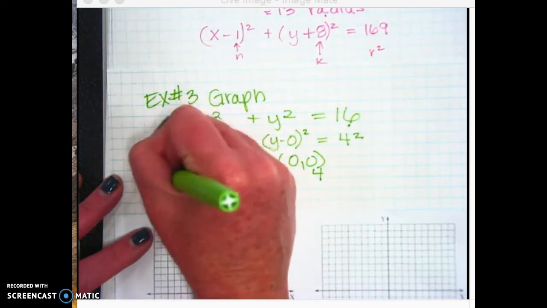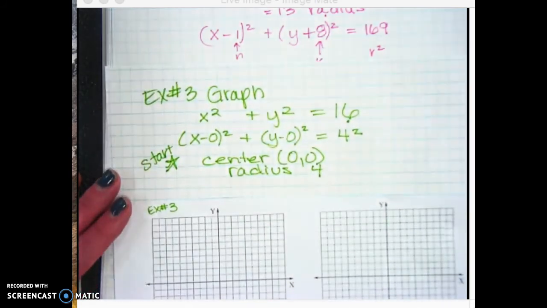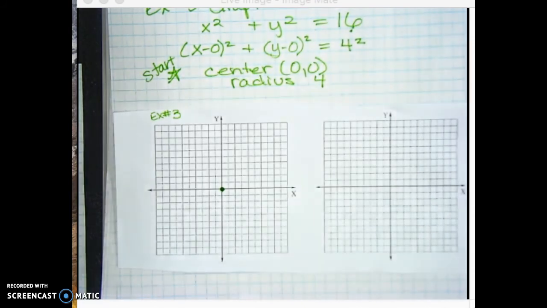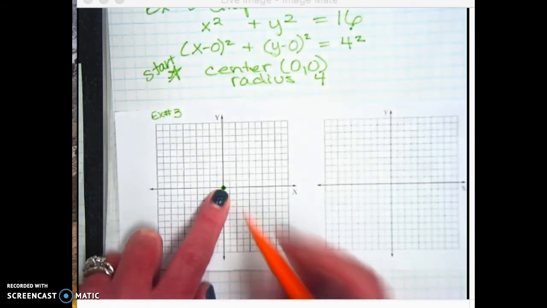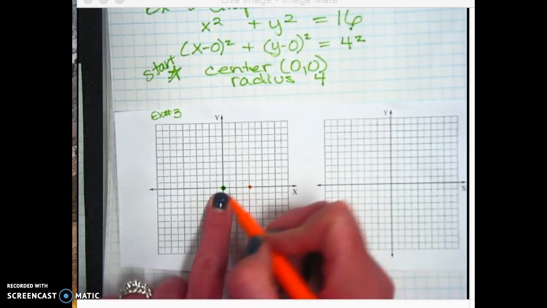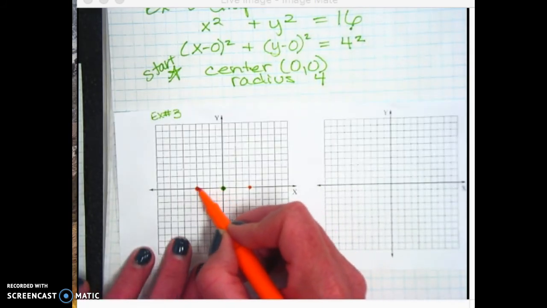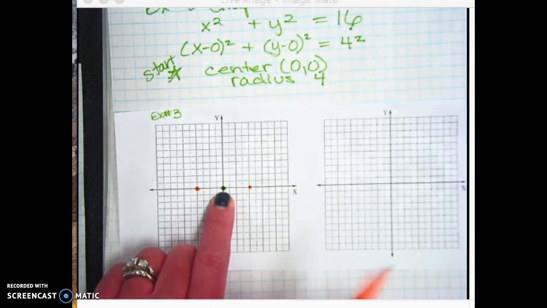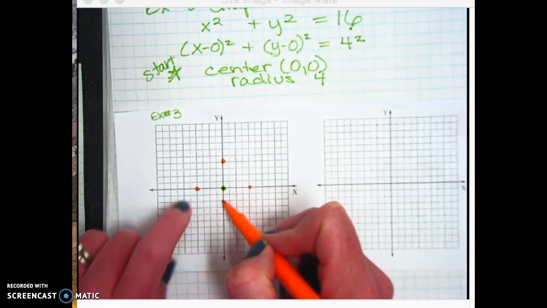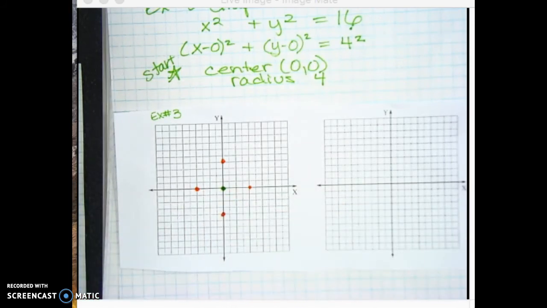Okay, so you always want to start with the center. 0, 0 is easy to find. It's right in the center here, right? Okay, there's our center. Now, the radius always is the same length or distance no matter which direction you go, right? So we're going to go all 4 directions, 4 units. Start at the origin and count 1, 2, 3, 4 to the right and put a point. Then go back to that center and go 4 to the left. 1, 2, 3, 4, put a point. Then go back to that center and go up 4. 1, 2, 3, 4. Then go back to the origin and count down 4. 1, 2, 3, 4.